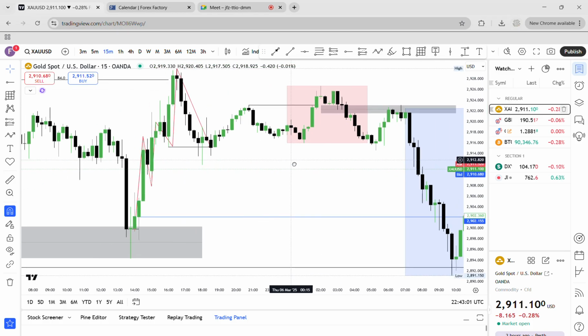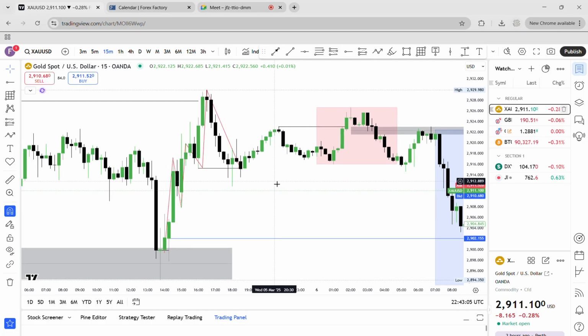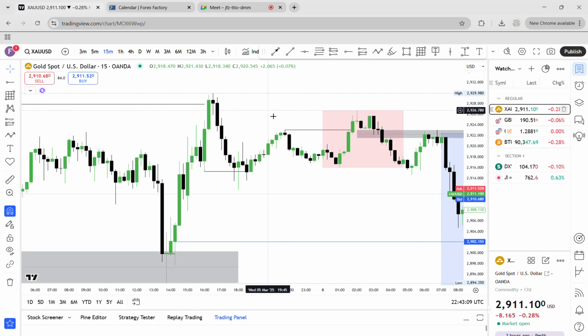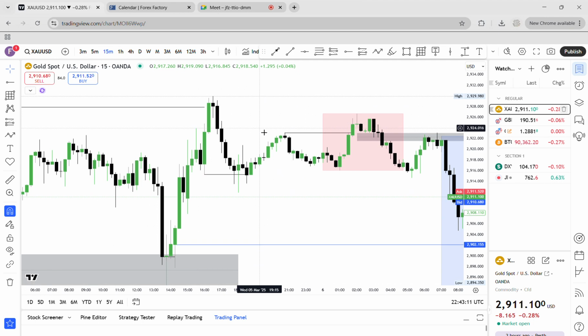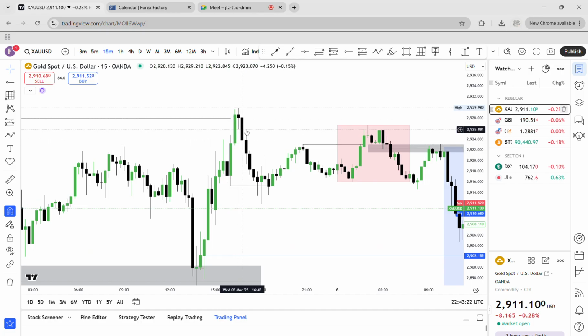Am I the only one seeing a break of structure? I see it, but now that you actually pointed it out, I see it better. Before, I did try to sell gold throughout the week, but my entries were not the best. Okay, so that is why I shared this PDF file with you.